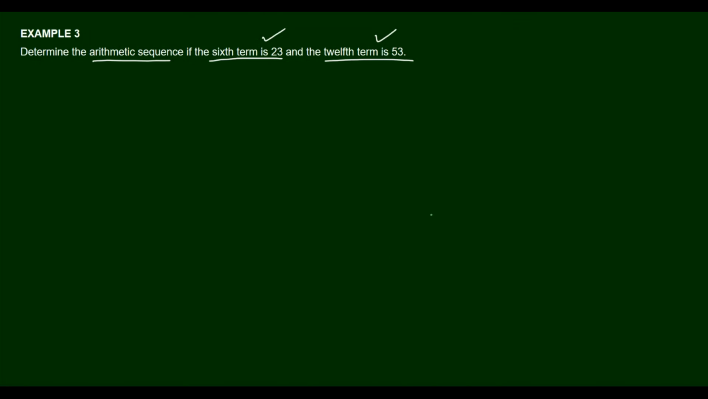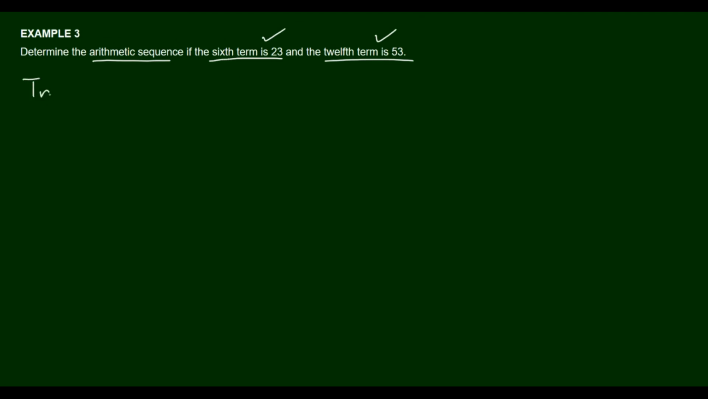Okay, so what should we do here? We have to create two equations using this information, and then we're going to solve for our A and D, A being the first term, D being the constant difference. Let's start with the sixth term.